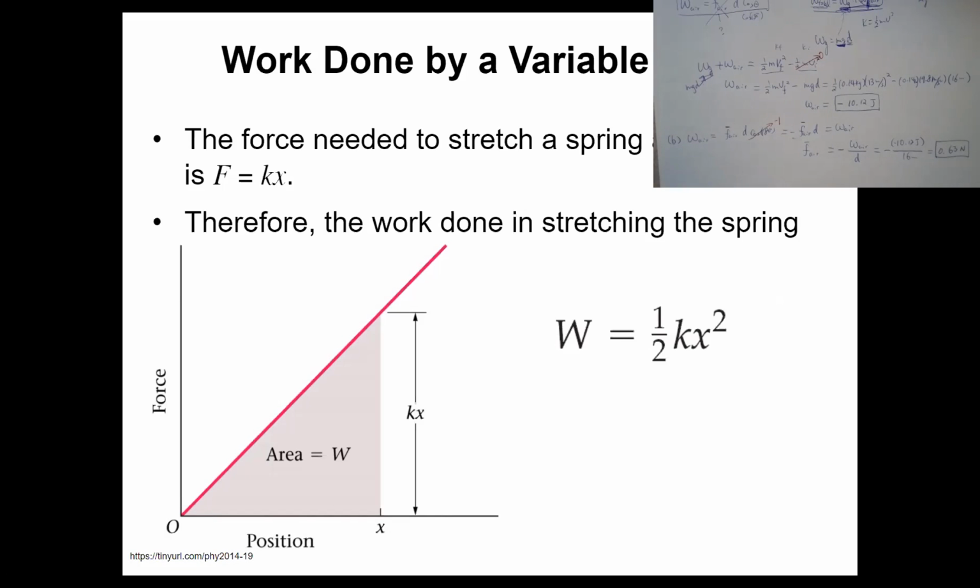Because in that sense, you are doing minus x squared. If you take the compression as minus, but you do the square, then the minus will become positive. So either you are stretching a spring or compressing a spring, the work done is equal to 1/2 kx squared.